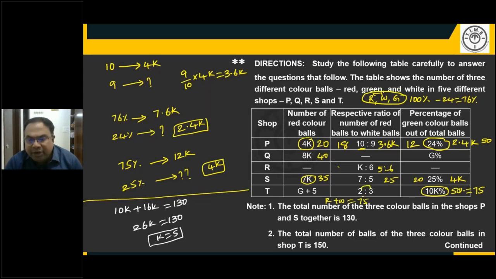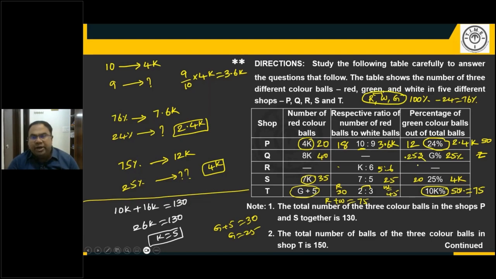75 is in the ratio of 2:3. 5 parts is 75, so each part is 15. So 15 twos are 30, the red color. 15 threes are 45, the white color. So G plus 5 is the red color, so G plus 5 is 30 red color balls. G has to be 25. I got the G value also. So this is 25%. Now if I take the total as Z, this is 0.25 Z.